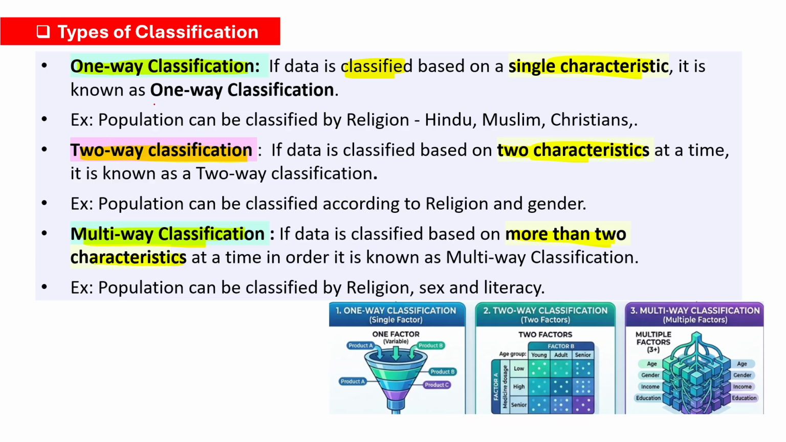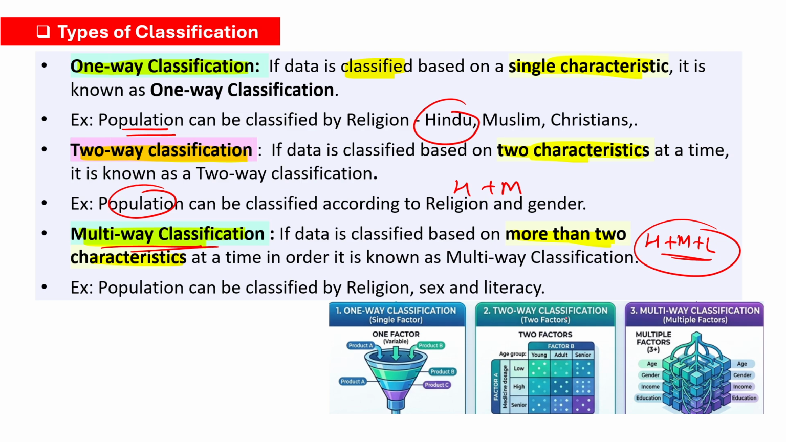One-way means the population divided: what is the Hindu population? Two-way: out of total population, what is the Hindu plus male population? And multi-way means out of total population, which are Hindu, which are male plus literate. So we apply more filters. One-way means only one filter, two-way means two filters, multi-way means more than two filters, right?